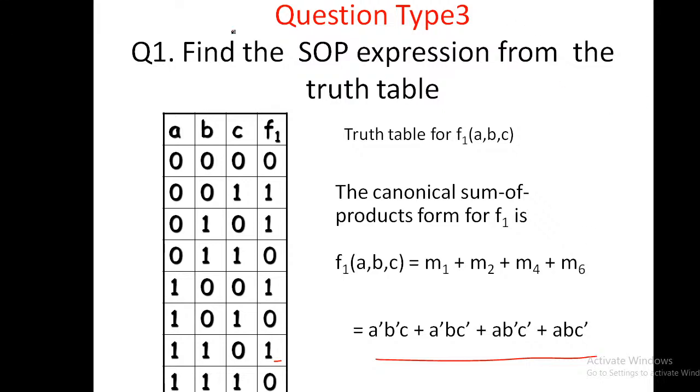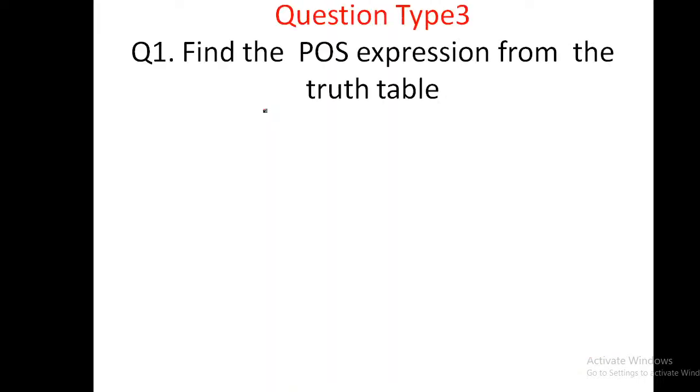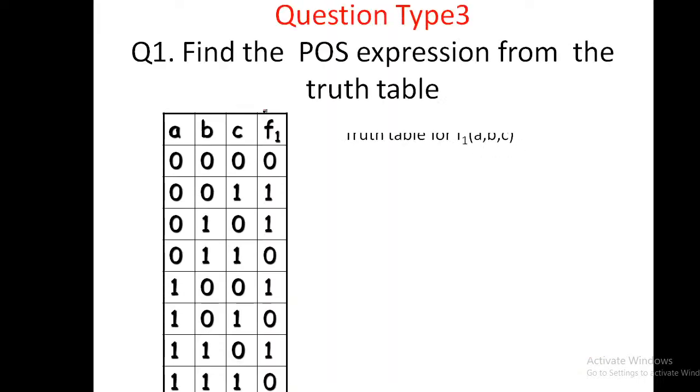Okay, so if you see the POS expression, what is going to be there for this? Which variable will be taken care of? If you think, where the zeros are there, not the ones. Here 0 is there, 0 is there, 0 is there and 0 is there. Okay, so you find it now. What will be the function of this?